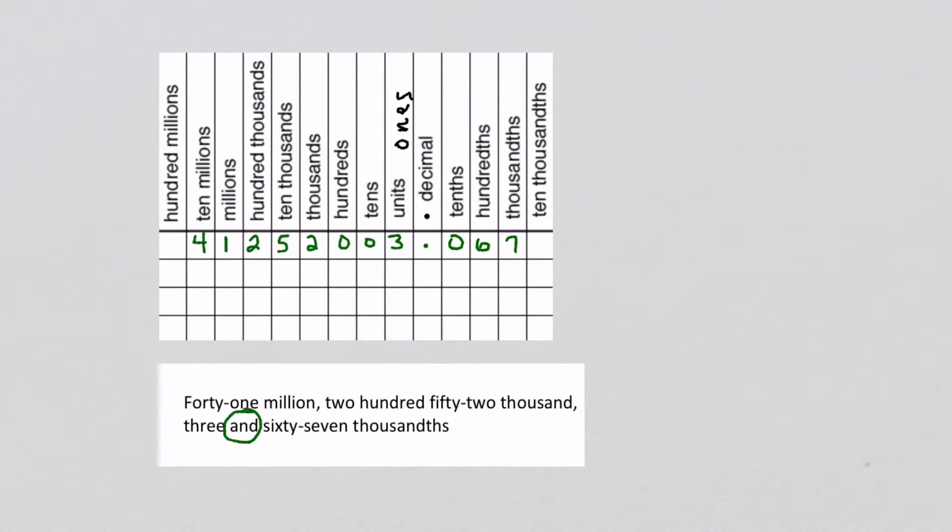So to write this number out in numeric form, it looks like this. 41,252,003.067.